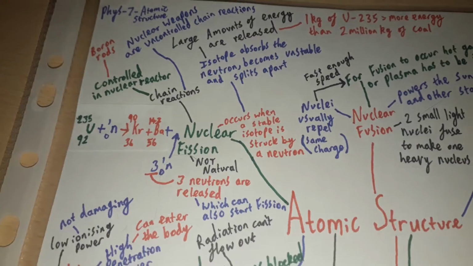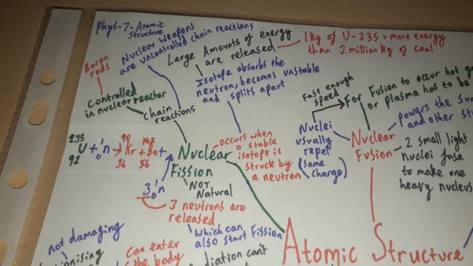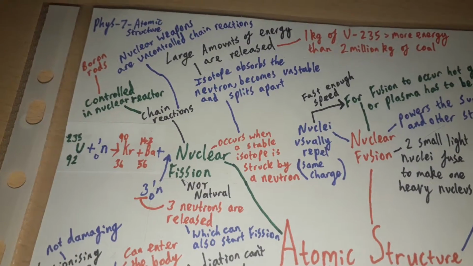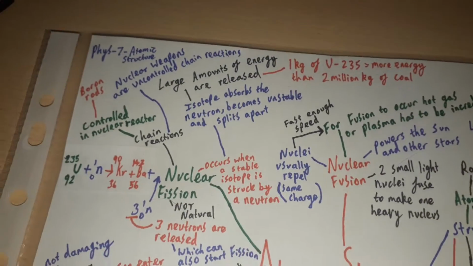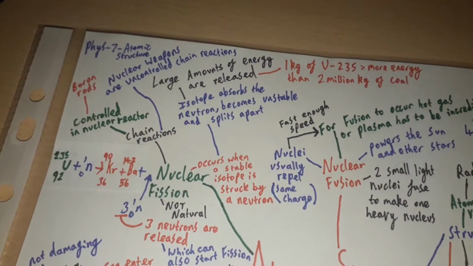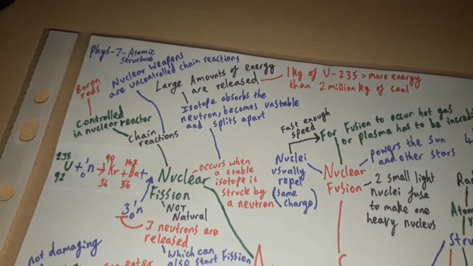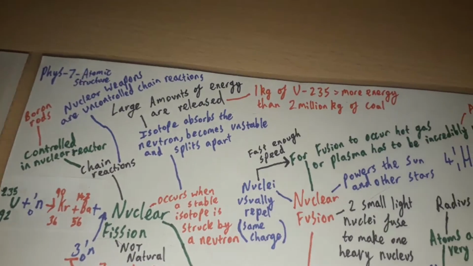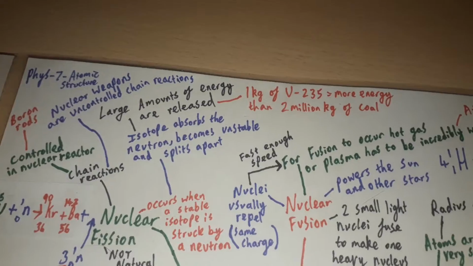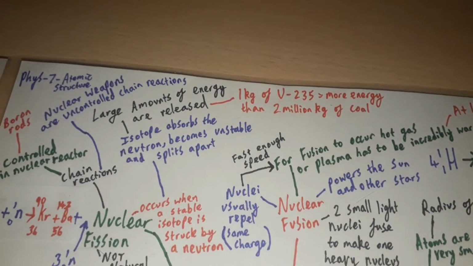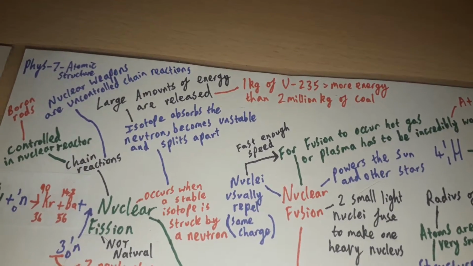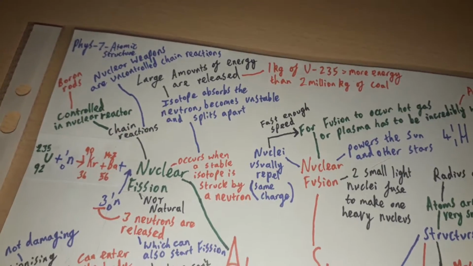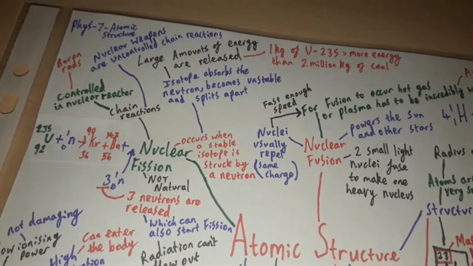So nuclear fission is not a natural reaction, and it occurs when a stable isotope is struck by a neutron. So an isotope absorbs the neutron and brings it in. It then becomes unstable and splits apart. And because it splits apart, large amounts of energy are released. So 1 kilogram of uranium-235 creates more energy than 2 million kilograms of coal. So yeah, this neutron hitting it makes it unstable and makes it split, basically, simply.